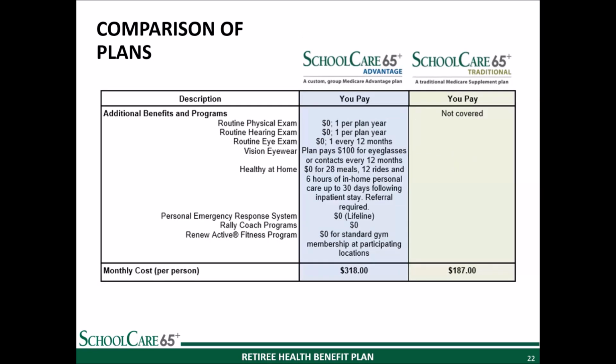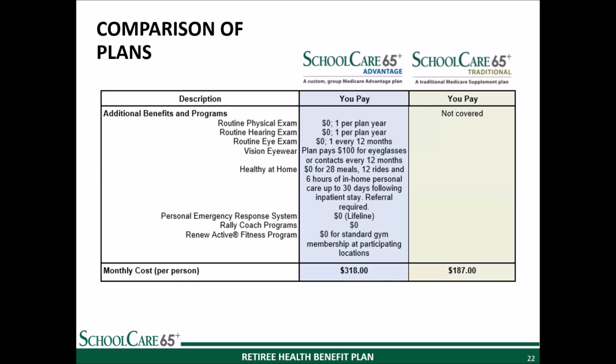Here is a summary of the enhanced benefits of the SchoolCare 65 Plus Advantage Plan. Coverage includes annual routine physical and hearing and eye exams at no cost. The Advantage Plan pays $100 for eyeglasses or contact lenses every 12 months. The Healthy at Home program provides 28 meals, 12 rides, and 6 hours of in-home personal care up to 30 days following inpatient stays. A personal emergency response system through Lifeline is included, as well as Rally Coach programs.